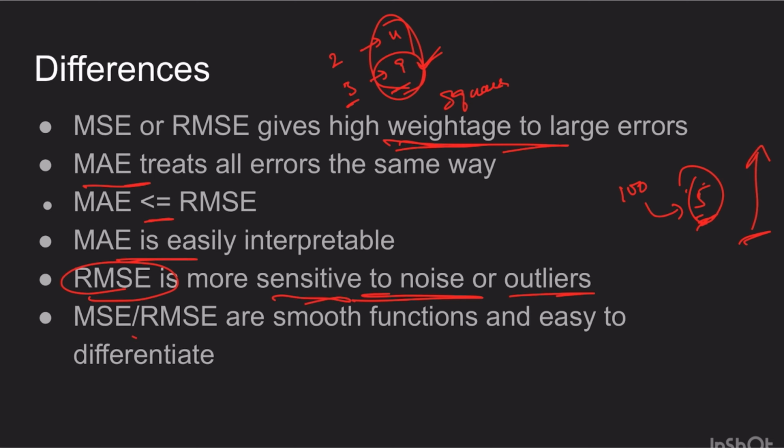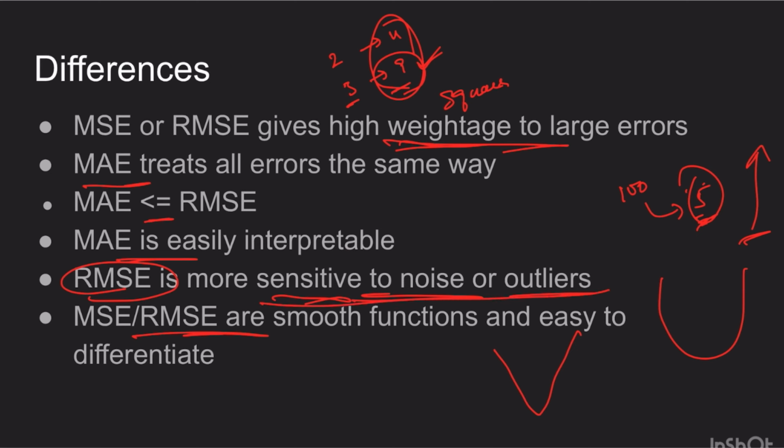One more thing is MSE and RMSE are smooth curves like this, whereas MAE is not smooth. So when you are calculating the differentiation, it is easy to traverse the mean squared error loss surface compared to mean absolute error. So the same point we have discussed earlier as well. So these are some of the differences.